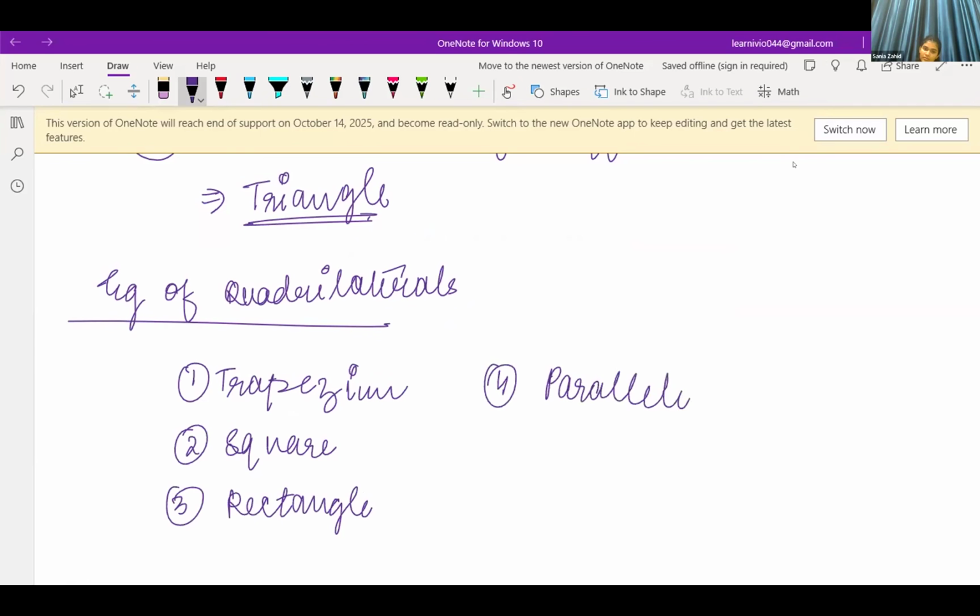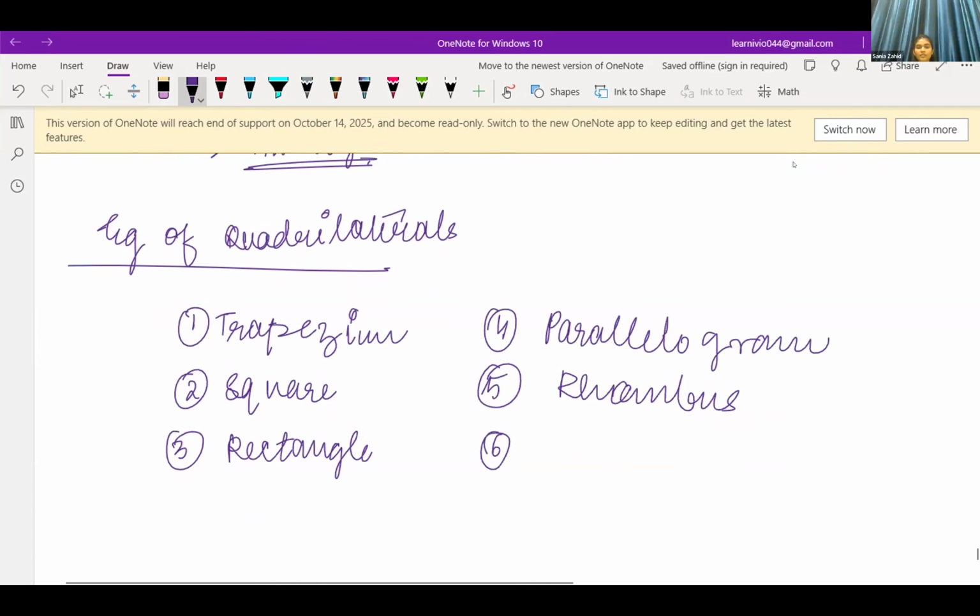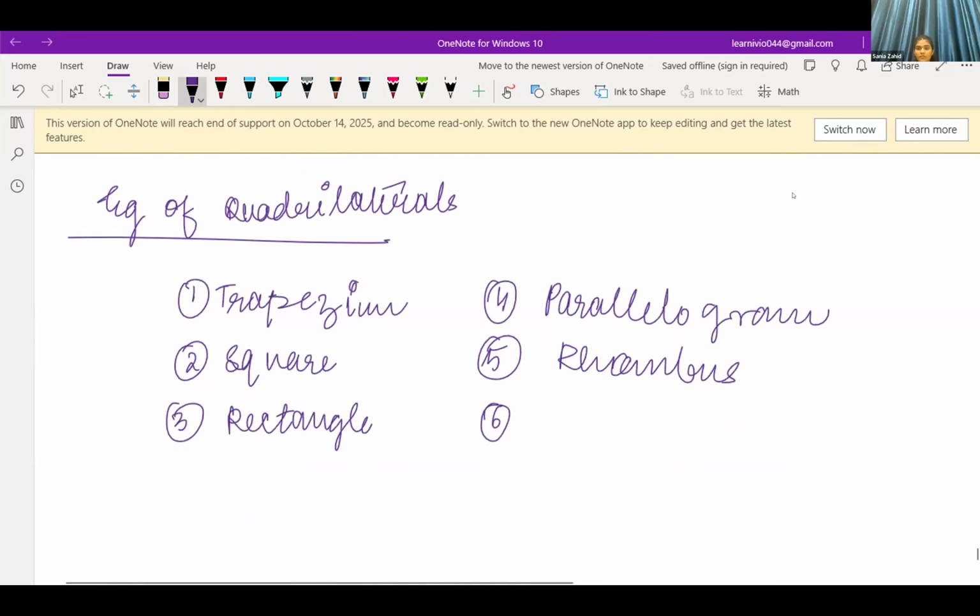Parallelogram. Hafsa, you tell me one. A rhombus. Okay, a rhombus. Any other? We have one more. Can anybody tell me what can be one more example? A kite. Right, children? Yes, ma'am. A kite is another example of a quadrilateral.